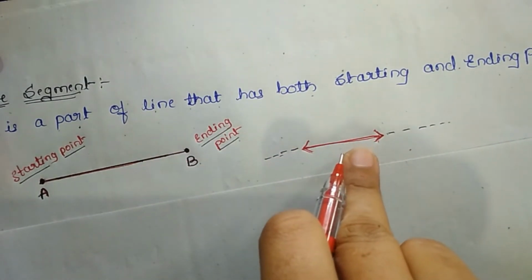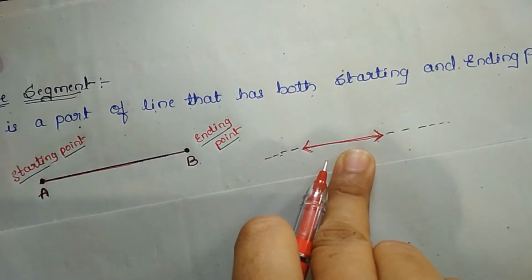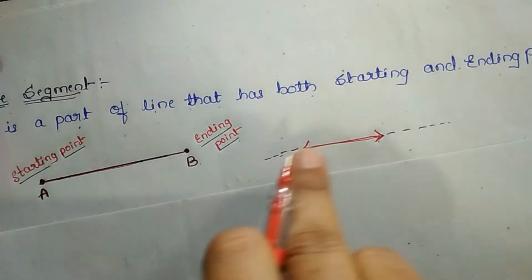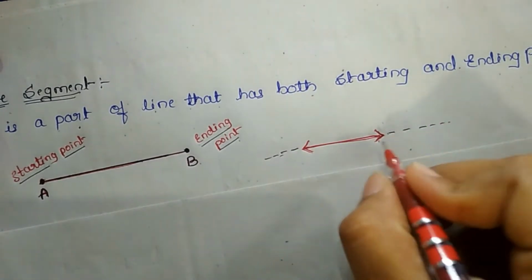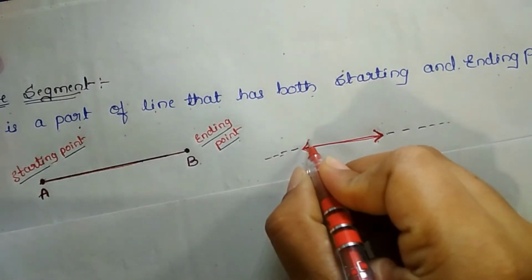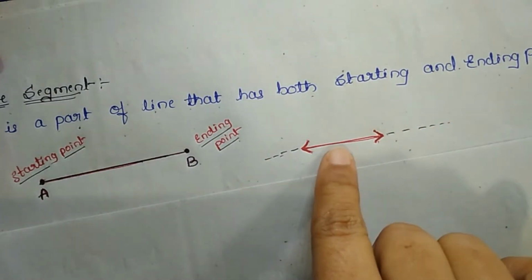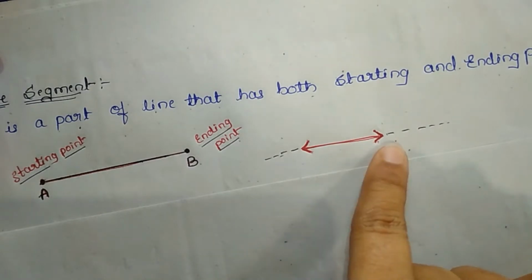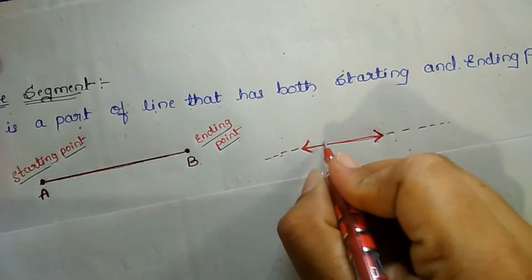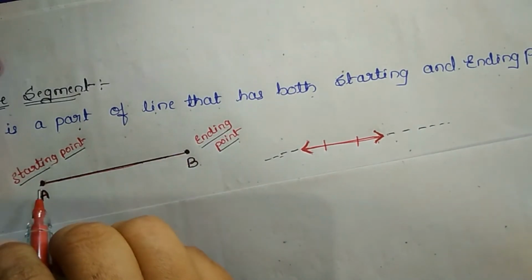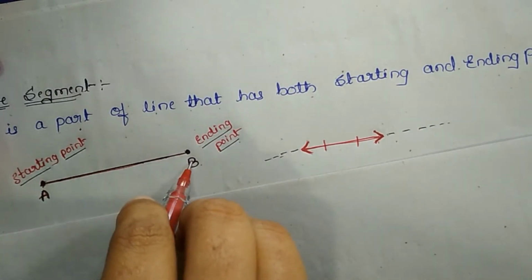As you already studied in my previous videos what a line is, you can see a line has two arrow marks on both sides. Here also it has an arrow mark, and here also. On both sides you can see the arrow mark. Such a line is a complete line. If I take any part of this line, if I cut and take it, you can see it has a starting and ending point.